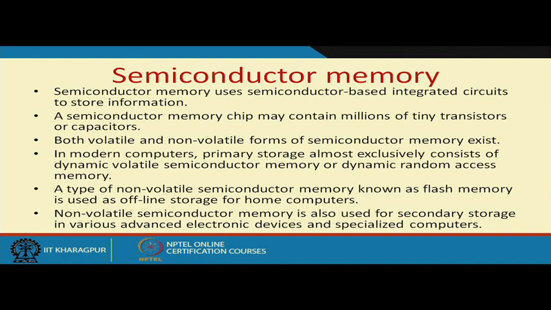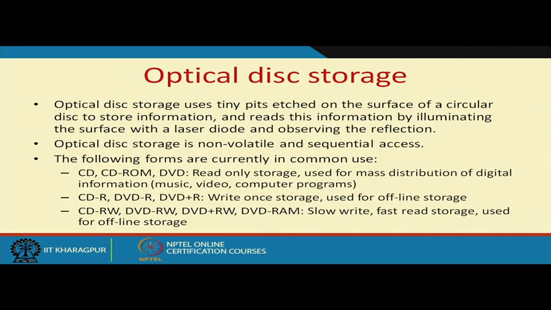Semiconductor memory is also a permanent memory, which contains millions of tiny transistors or capacitors. They come in both volatile and non-volatile form. In fact, the volatile part of it is kept as the main memory, and the non-volatile part, today you see your pen drive, etc., is actually semiconductor memory. Then next is optical disk storage, which is your CD-ROM, etc.